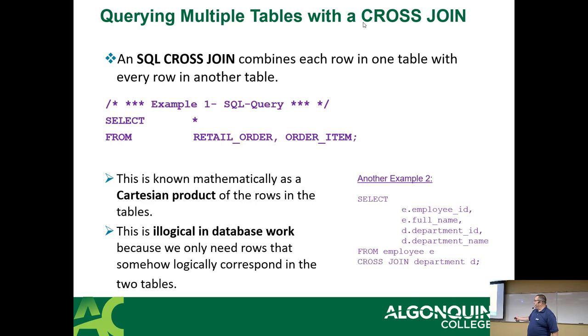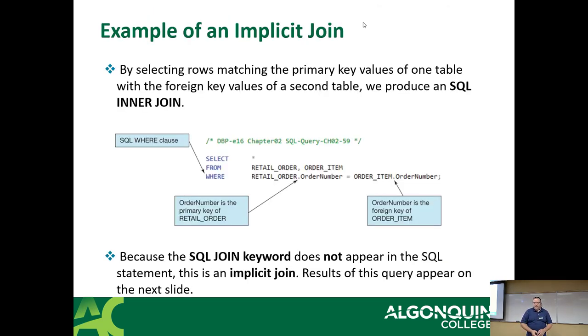Select employee ID, full name, department ID, department name. With this cross join, it will literally give me each employee belonging to every department and every department having every employee. That's what the cross join is going to do. It's not a very useful thing unless you're trying to build a matrix. So here is an implicit join.